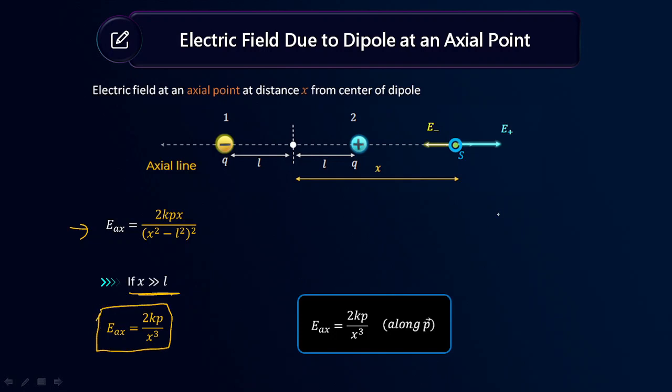So along axial point, we have to remember E along axial, that will be equals to 2KP divided by X cube, where X is what? X is separation from the midpoint of the dipole, right? Clear?